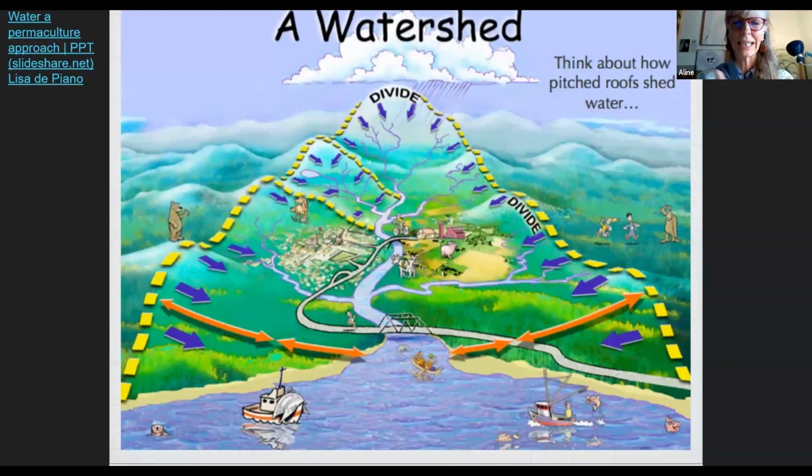This is another way of looking at a watershed. This is an image that I've taken from a SlideShare presentation by Lisa De Piano, which talks about water. There's lots of great information there, so if you want to make note of the link, I'm sure you'll find it if you search for it online. So this is a watershed, and it shows us perfectly the divide lines, so that within that watershed, that is all the water that we can work with within this system. And of course, this system is a scaled system, and then we have smaller fractals within this system.